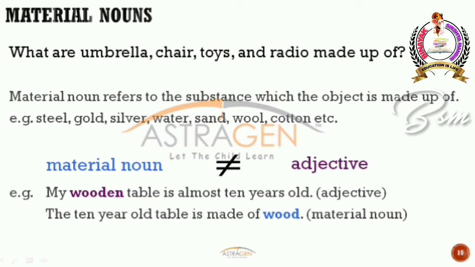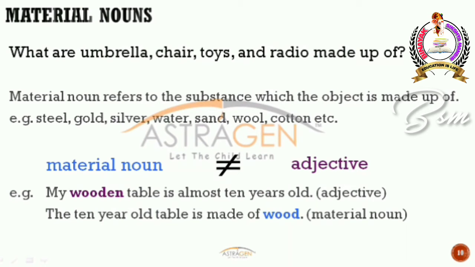So material nouns are not bothered about how beautiful, how big, how small, how ugly, or how many types of objects you have. You're only bothered about the substance which that particular thing is made up of. That's all. That means you're only bothered about the material which is used to make that particular object or a noun. So that is nothing but a material noun. So I hope now you got a clear understanding.